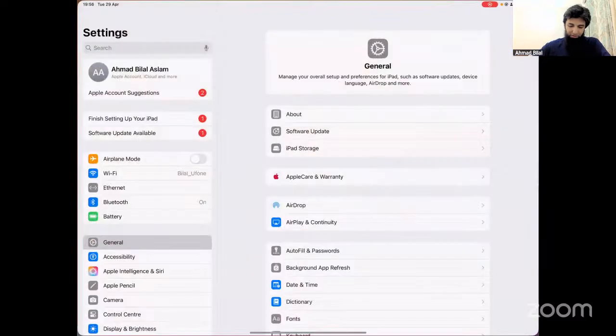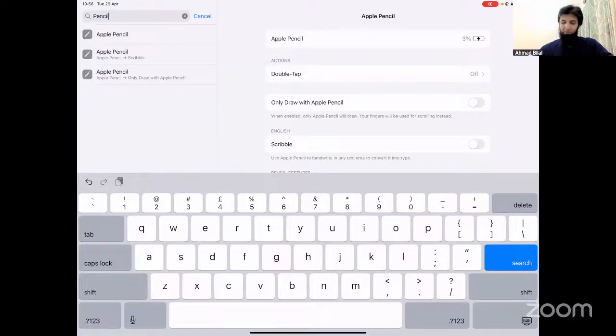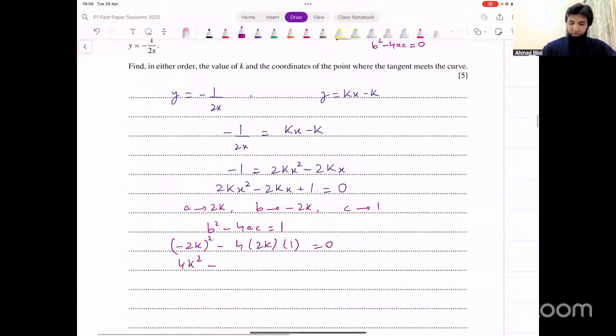Let's see how much it has charged. Okay, so we'll get to work. I'll put it on charging again later.